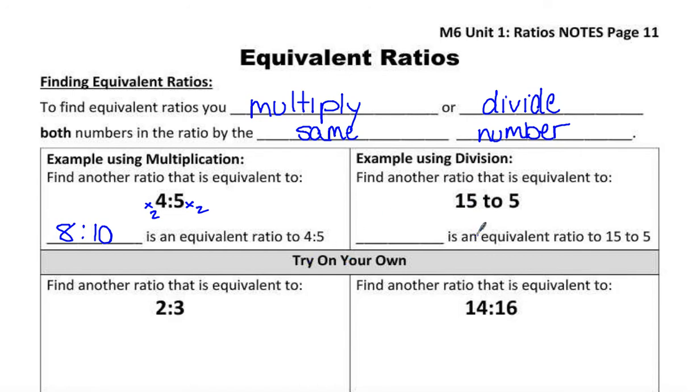Now if we divide, these both are divisible by 5 because they end in 5. So we're going to divide this first side by 5 and the second side by 5, just like we would simplify. Because if we were to write this like a fraction, it would be 15 over 5. And then we could divide by 5. So if I do that, I'm left with a ratio of 3 to 1, and that's an equivalent ratio to 15 to 5.